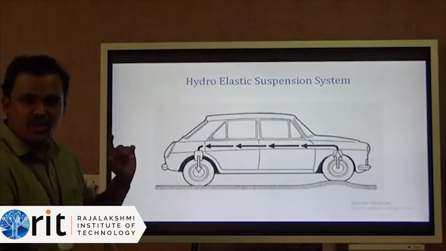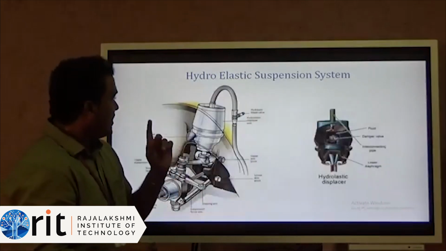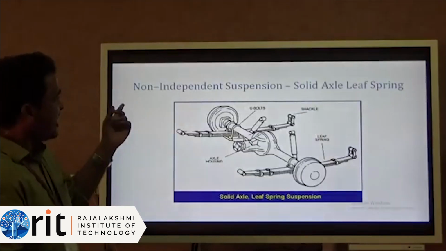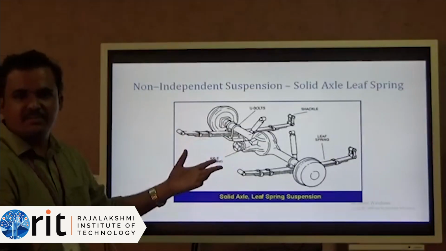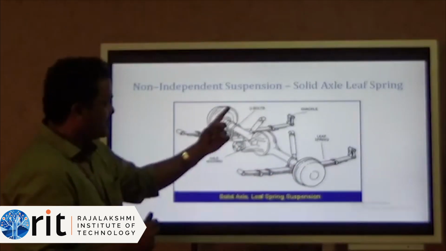Hydro is nothing but the fluid, you know. This elastic level is created using this fluid pressure. The next one, non-independent suspension system. Non-independent means both the axles will face an effect. Here the first one, solid axle leaf spring.